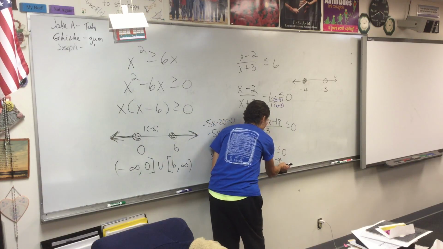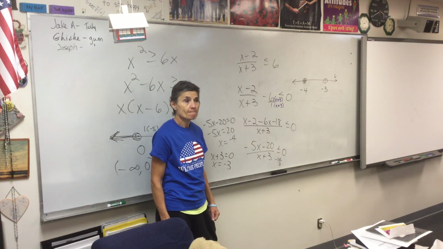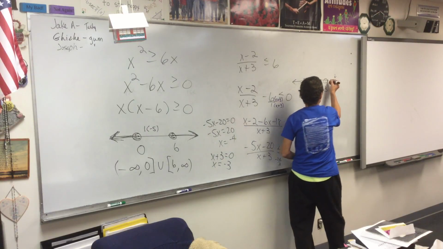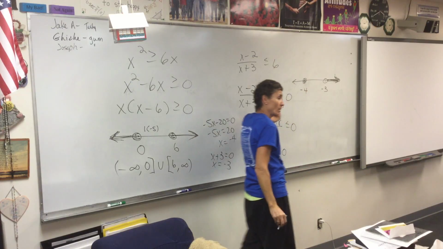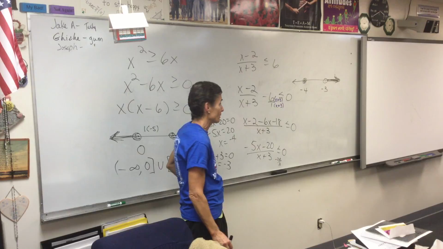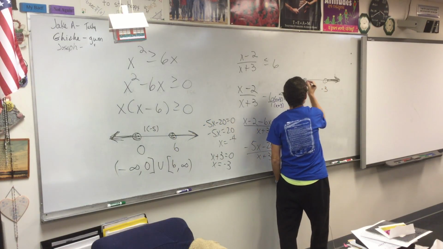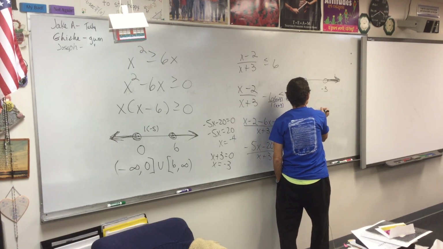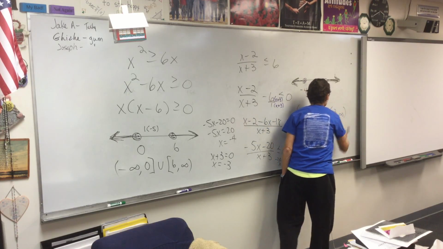Is negative 20 over 3 less than 0? Yes. So this time, the number I picked worked. So I'm going to color in that end of the number line. 0 worked. That number worked. So I'm going to color it in. Now remember, if that one works, this one won't, and this one will. So my answer is negative infinity to negative 4, or negative 3 to infinity.